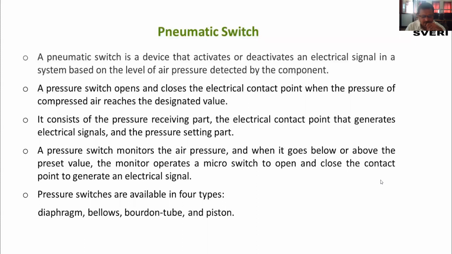Pressure switches are available in four types. First is diaphragm, second is bellows, third is bourdon tube, and fourth is piston type. Now, all these four pressure switches we'll see.